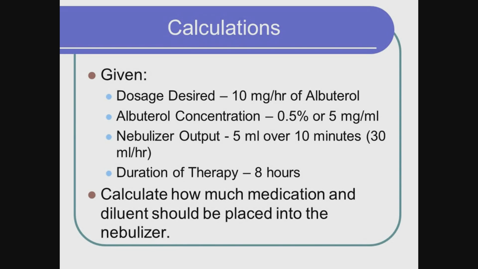We know that the albuterol is a 0.5% solution, 5 milligrams per ml. And if you forget, you can look at the bottle. It'll tell you that. The nebulizer itself creates an aerosol at a volume of 30 milliliters per hour, and for the therapy, we want these 10 milligrams per hour to be done over an 8-hour period of time. Okay, so I need to figure out how much medication physically I have to draw up, how much diluent I have to draw up to mix them together.